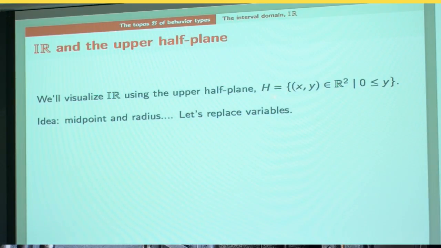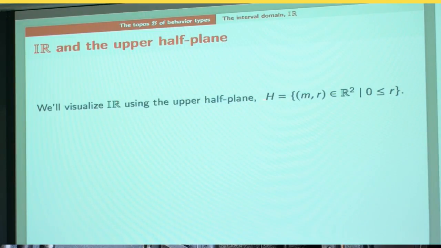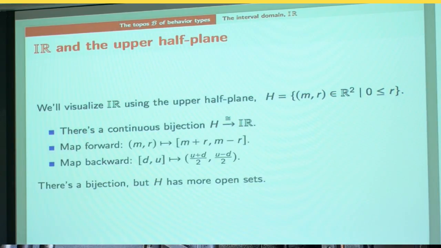The upper half plane is the set of all points (x, y) where y is bigger than or equal to 0, as you probably know. But it's better to use midpoint and radius. So I'm going to use the upper half plane as a set of midpoint-radius pairs. This is the x, that's the y, but I'm writing it a different way because there's a continuous bijection between the upper half plane and the interval domain. Basically, you take an interval and you replace it by the point in the upper half plane that's at its midpoint and at a height of its radius. So now every point in the upper half plane counts as an interval. That counts as this interval.